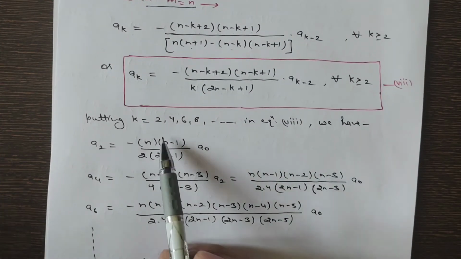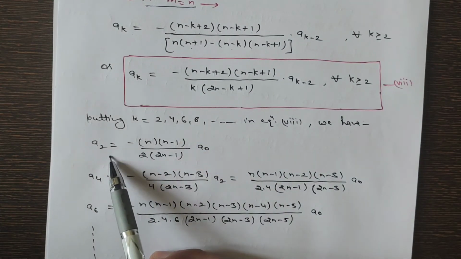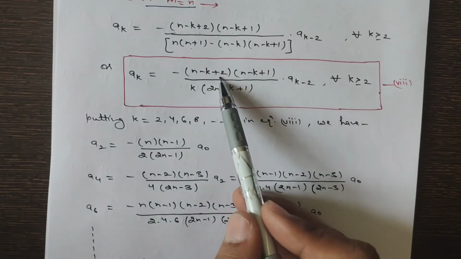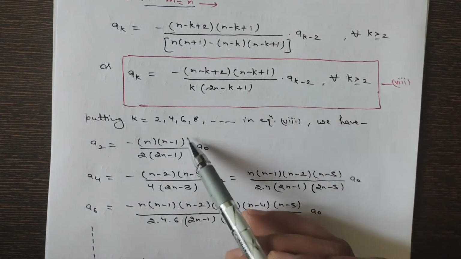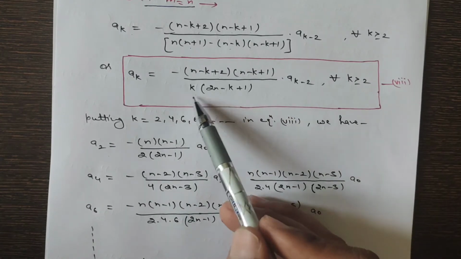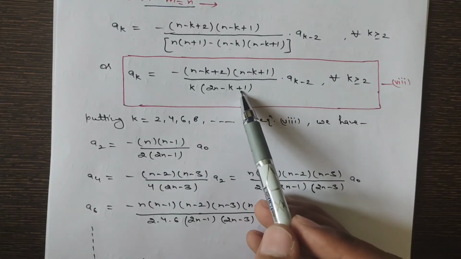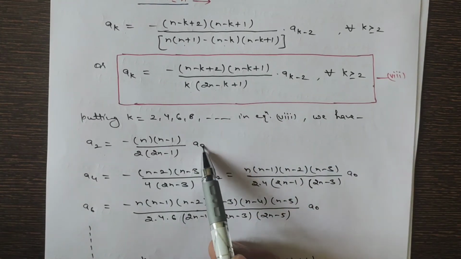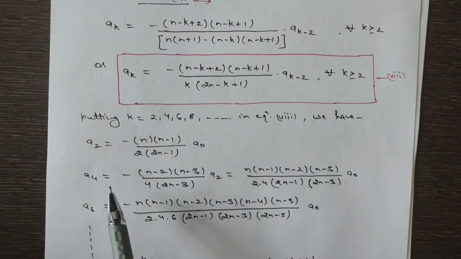So now we will start with k equals 2. So a2, put k equals 2 in this. So this will be minus of, from here you will have n, and from this term you will have n minus 1, divided by 2n minus k plus 1, and put k equals 2, so it will be 2n minus 1, into a0. Clear?